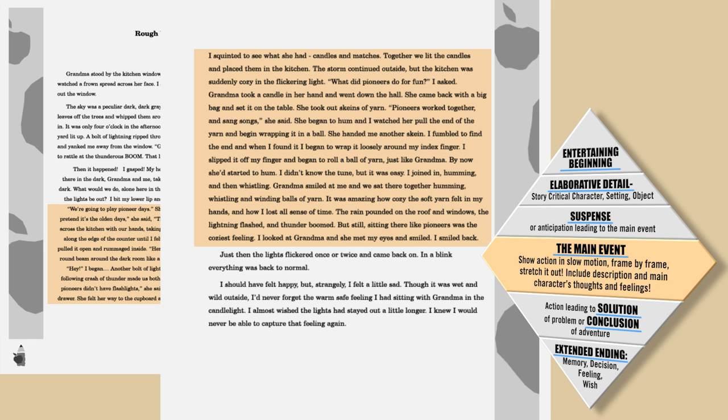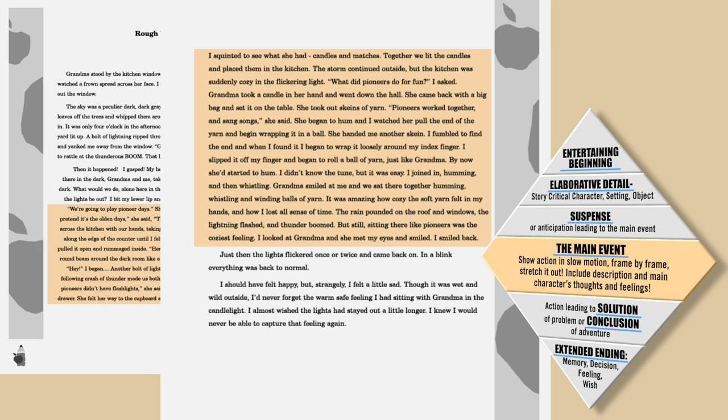She came back with a big bag and set it on the table. She took out skeins of yarn. Pioneers worked together and sang songs, she said. She began to hum, and I watched her pull the end of the yarn and begin wrapping it in a ball. She handed me another skein. I fumbled to find the end, and when I found it, I began to wrap it loosely around my index finger. I slipped it off my finger and began to roll a ball of yarn, just like Grandma.